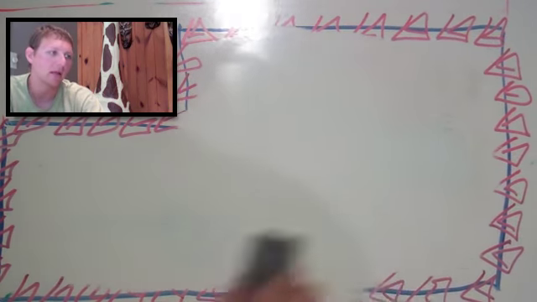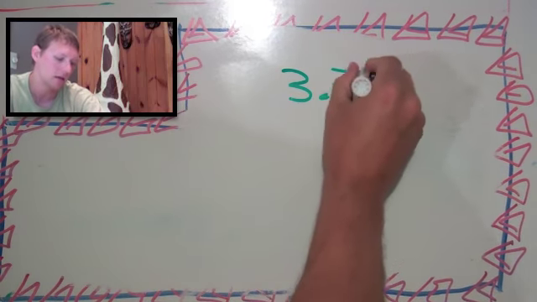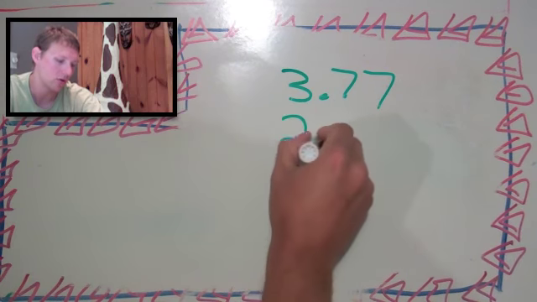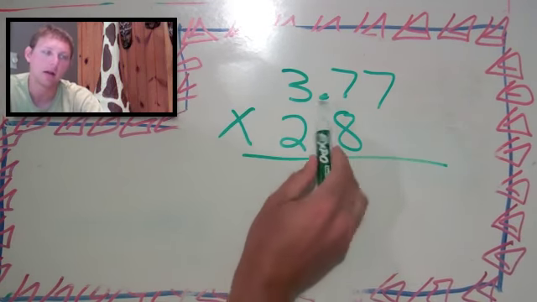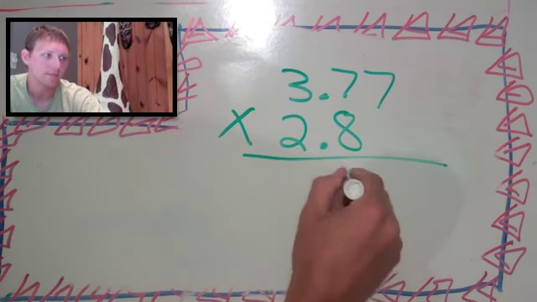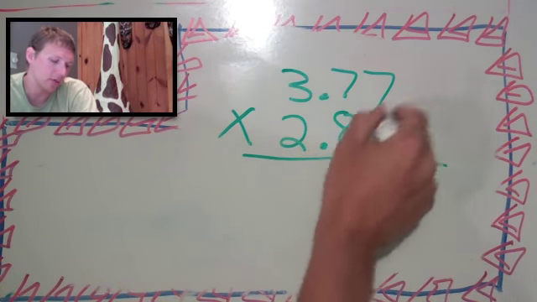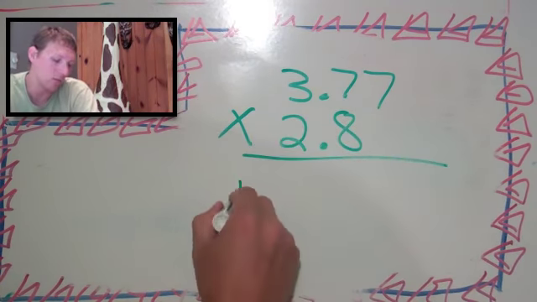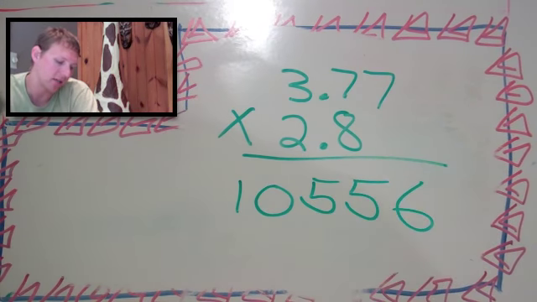For our last problem, let's look at 3.77 times 2.8. Line them up correctly, ignore the decimals, and we multiply. After we multiply all of our numbers, we are going to get 10556.